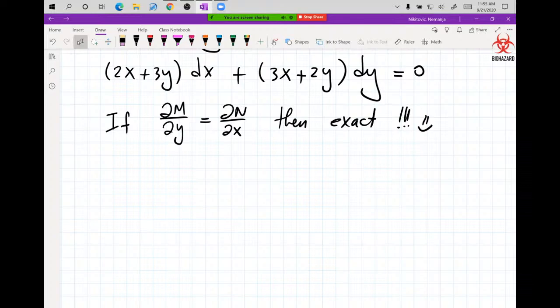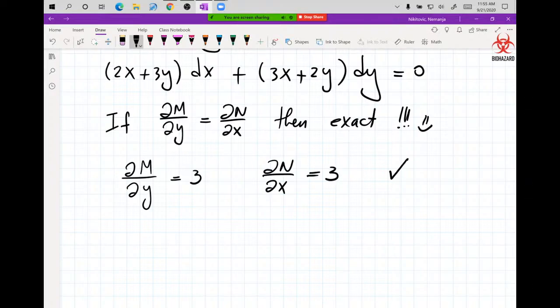So let's check. Partial derivative of M with respect to y is 3. There is no y in the first one, so the derivative is 0, and the derivative of 3y with respect to y is 3. Second one is partial N partial x, and it's also 3. It's exact. Woohoo!